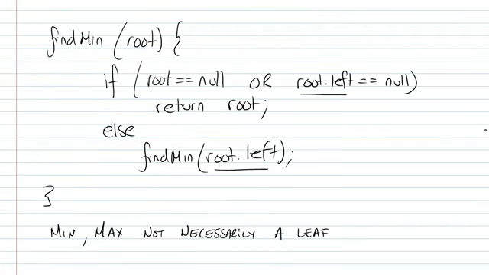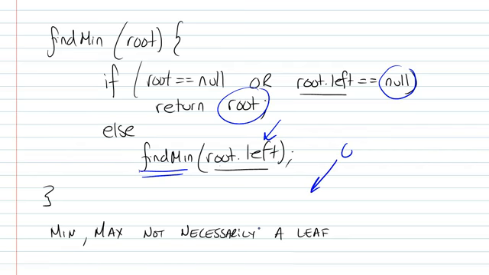Finding the minimum is very simple. You just keep on calling find minimum on the left until you get to the very last, which is null. So if root.left is null, then we know there's nothing left, so we've reached the very end, so we return that root. And if it's not, then we're just going to keep on going to the left until we reach the very minimum.